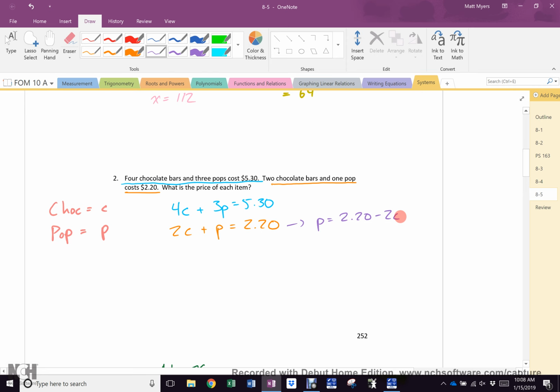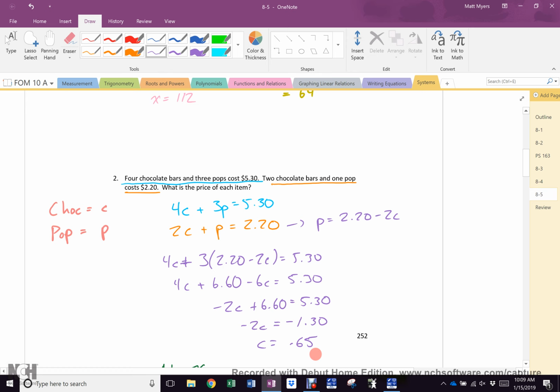And then I would do my work. 4C plus 3 times 220 minus 2C equals 530. 4C plus 660 minus 6C equals 530. Negative 2C plus 660 equals 530. Negative 2C equals negative 130. C equals 0.65. Whew! I remember back in the day when chocolate bars were 0.65.